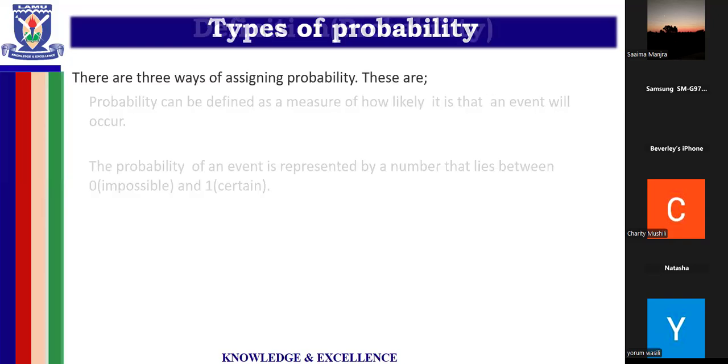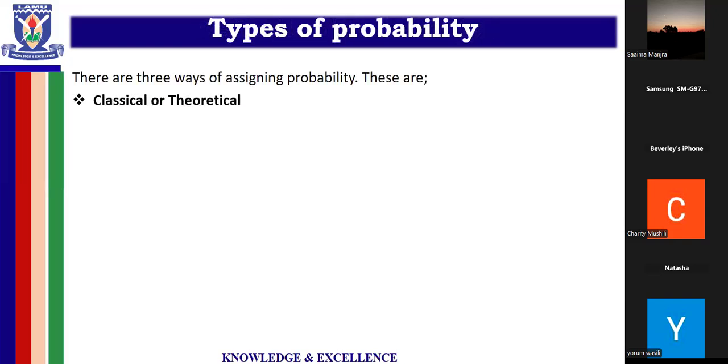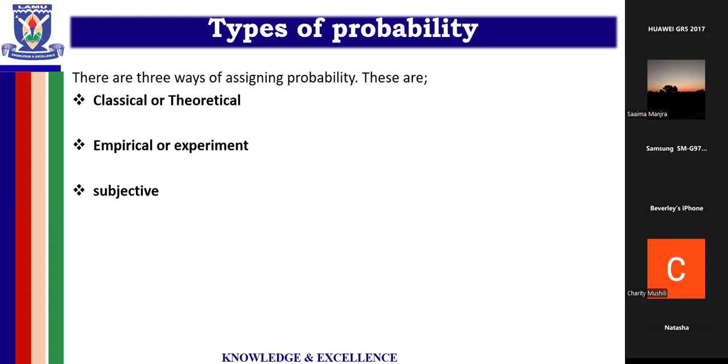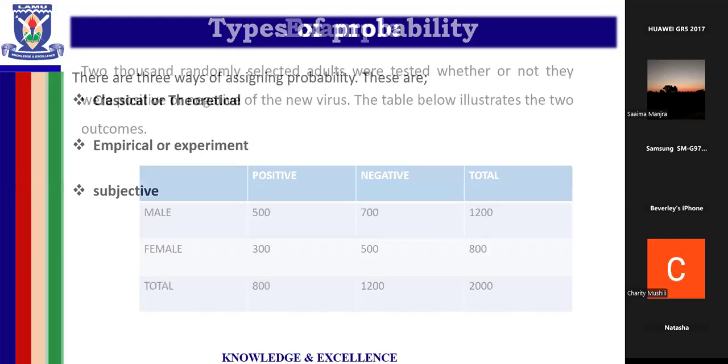So there are three types of probabilities, namely classical or theoretical, empirical or experimental, and subjective. In classical or theoretical, this type of probability focuses more on the positive outcomes of your experiment. Empirical or experimental focuses more on the number of experiments conducted. And lastly, subjective is based on the opinion of the person who's conducting the experiment. It's also called judgmental.